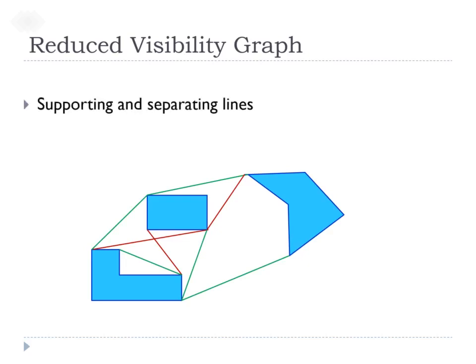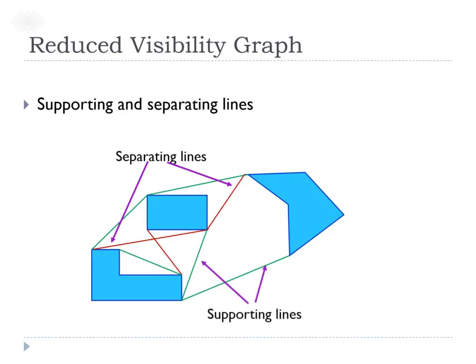These are supporting and separating lines. Lines shown here by red are separating lines, and lines shown by green color are supporting lines. What is a supporting line?